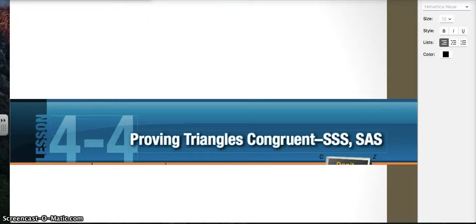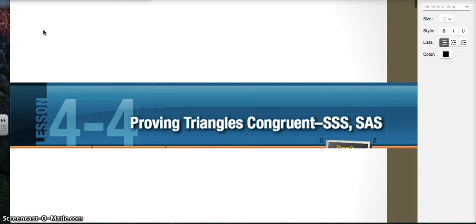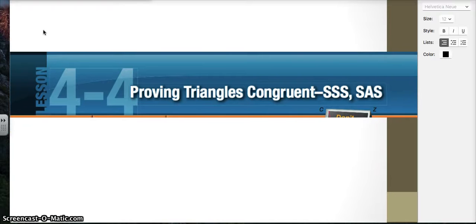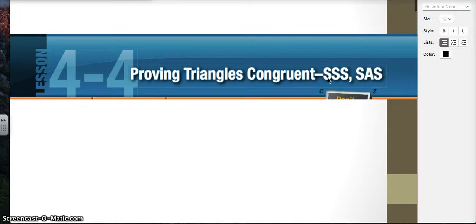Geometry students, we are in chapter 4 and we are looking at section 4.4, and this is the first chapter where we're going to start talking about ways to prove that triangles are congruent without proving all their parts are congruent. So today we're going to discuss SSS, which is a theorem that refers to side, side, side, and SAS, which refers to side, angle, side. Let's take a look at our vocabulary.